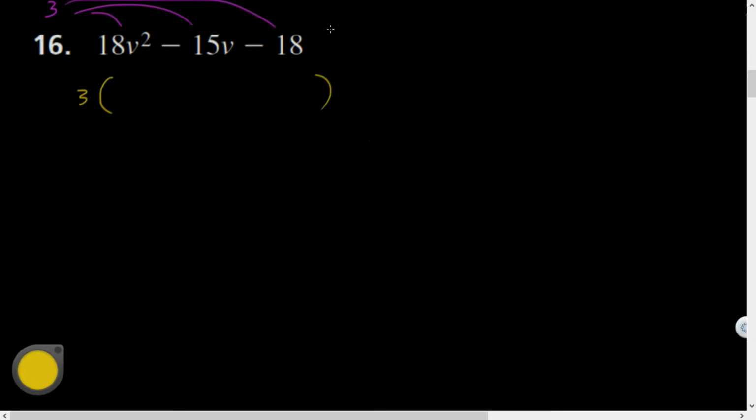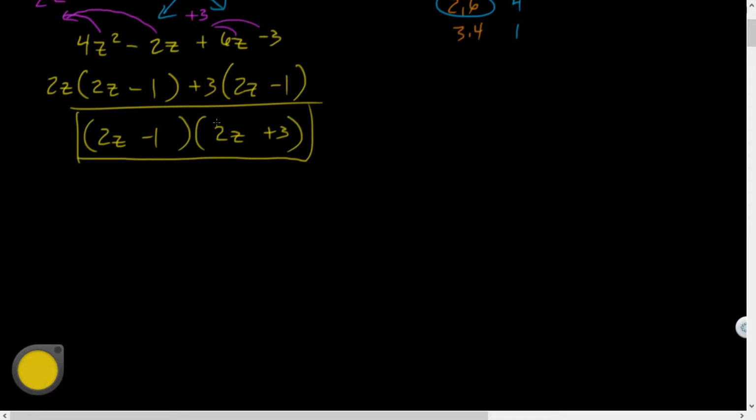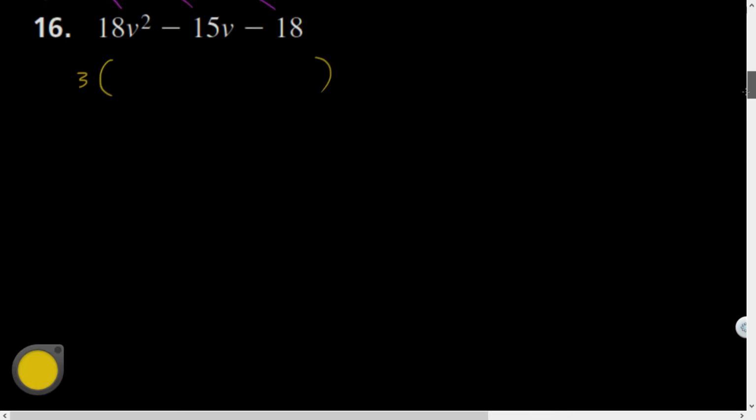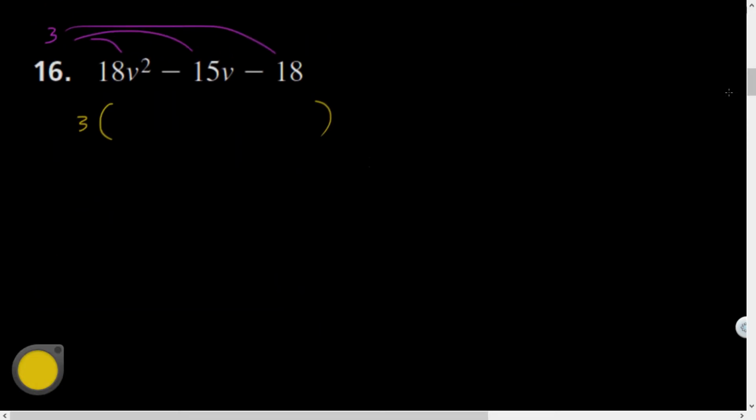You technically can use the AC method and multiply 18 times 18 and find all those factors and find the ones that work and split the b term. But what happens is that in your answer, you would have been able to steal a GCF from one of your factors, which is perfectly legitimate, just so you know. But I like to take the easy way. So I'm going to factor the 3 out first.